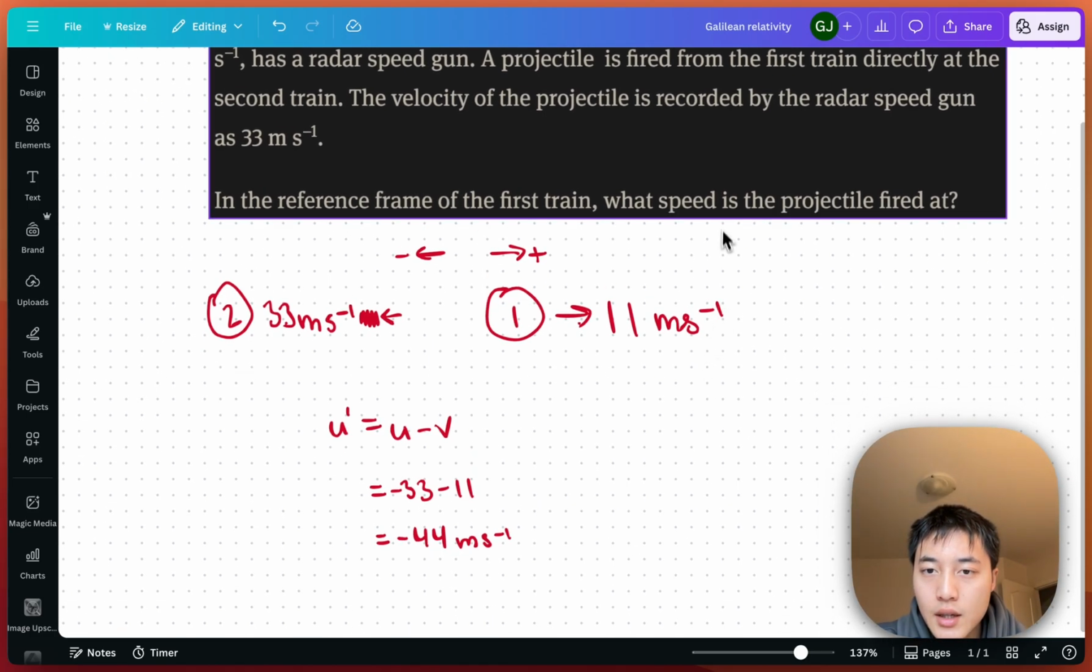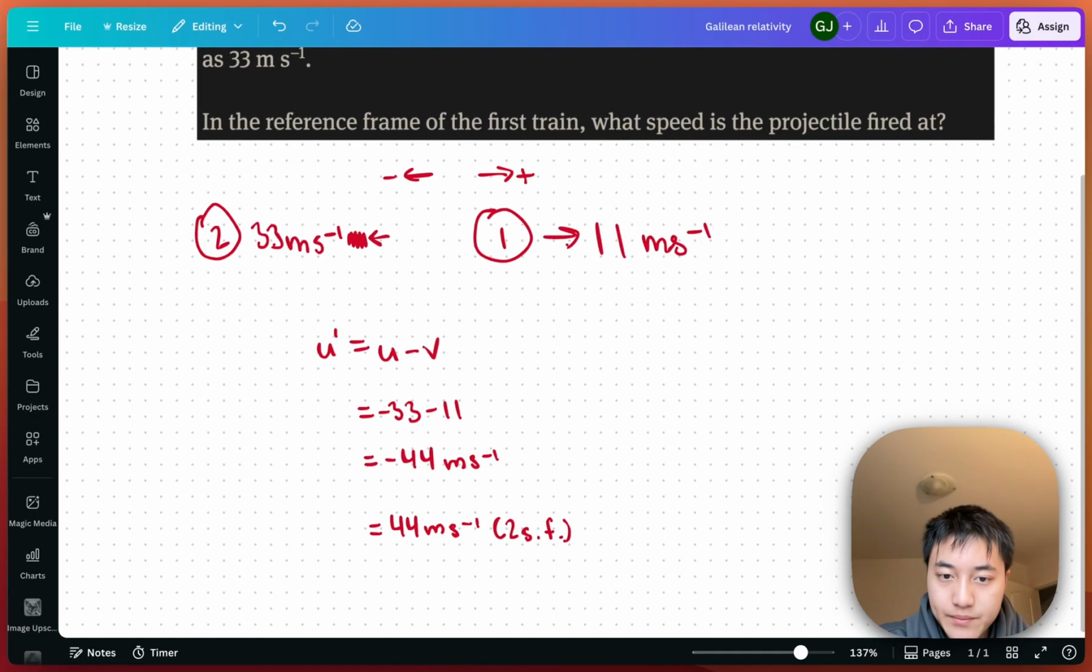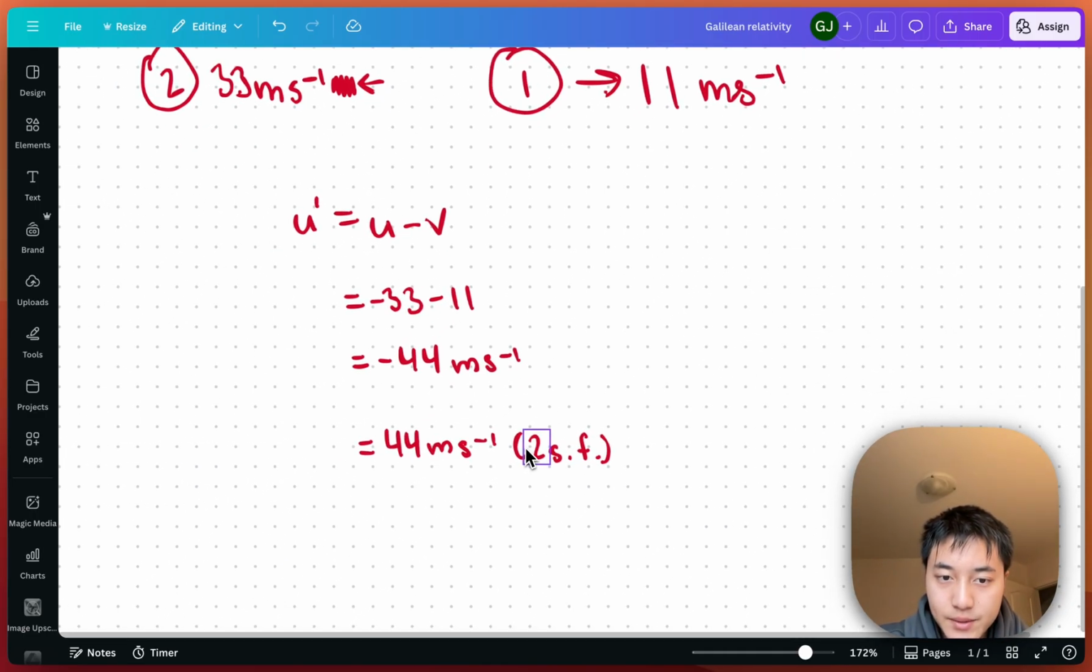So what speed? Speed is, what's it called? Scalar. So we just want the magnitude. So it's just 44 meters per second. That was the speed it was launched at. And yeah, why not 2 significant figures? Okay. And yeah, that's our final answer.